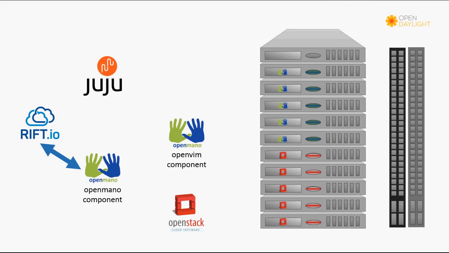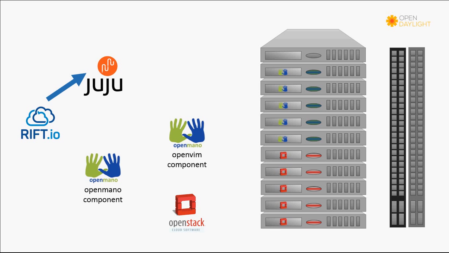Next thing that happens is that RiftIO requests to the Open MANO component the management IPs of these deployed elements. And once we have this information, we send it to UJU. So UJU can insert this information in the charms, and they become ready to attach to the VNF instances to inject configuration.